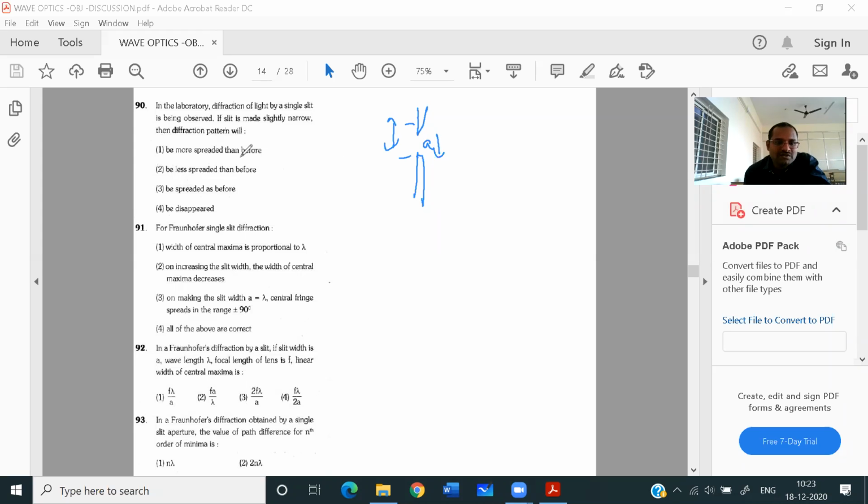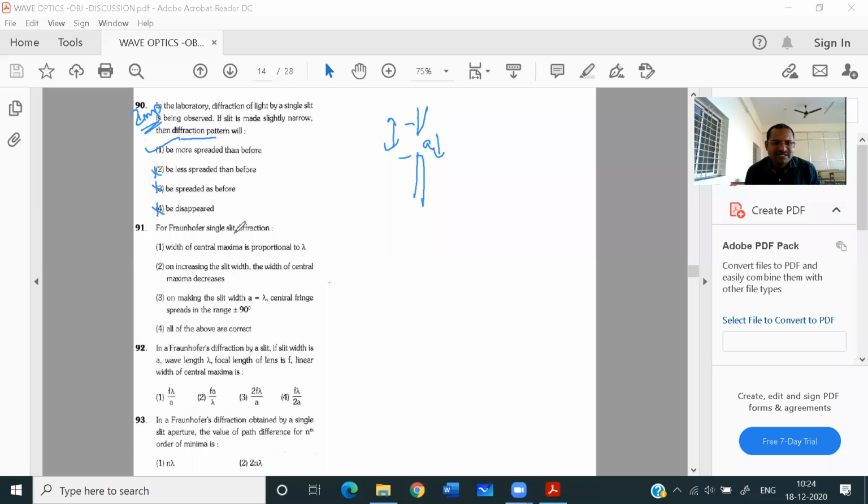Clear? So the options are: the diffraction pattern will be more spread than before, less spread than before, spread as before, or it disappears. These three are wrong. It will be more spread than before, because the slit width is decreasing. If you decrease the slit width, diffraction will increase. If you increase the slit width, diffraction will decrease. This is an important point again. Conceptual questions. Okay.